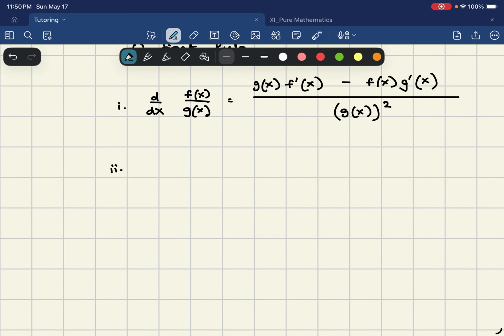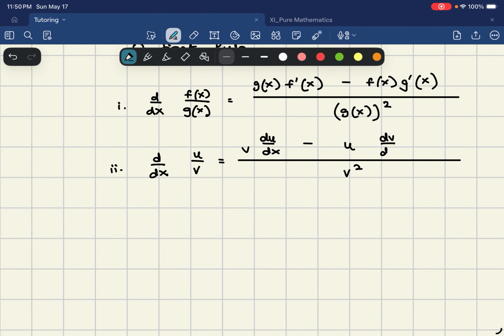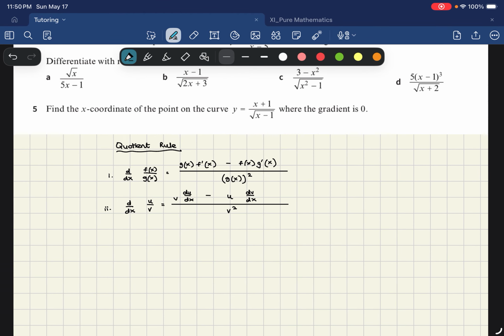Another way to express this, and this is probably the one that you will be taught, is if you have u divided by v, where u and v are functions of x, then it's v du by dx minus u dv by dx, all over v squared. So whichever formula you prefer.